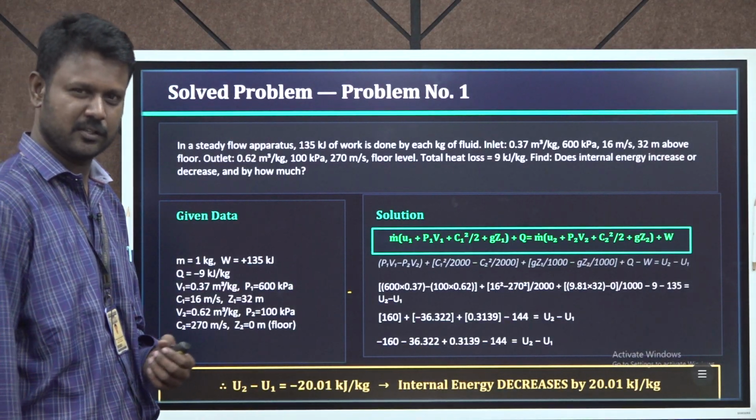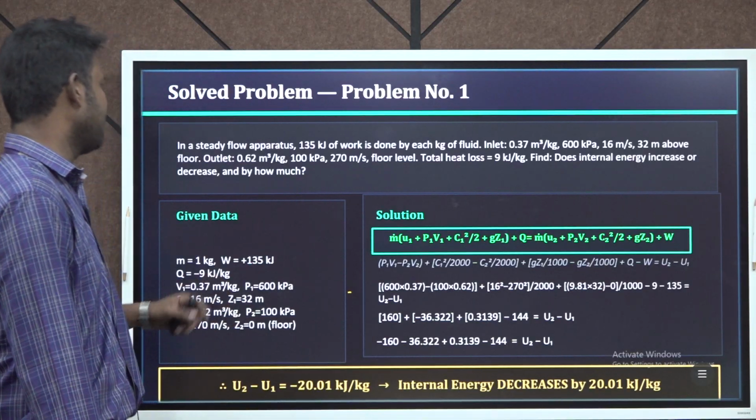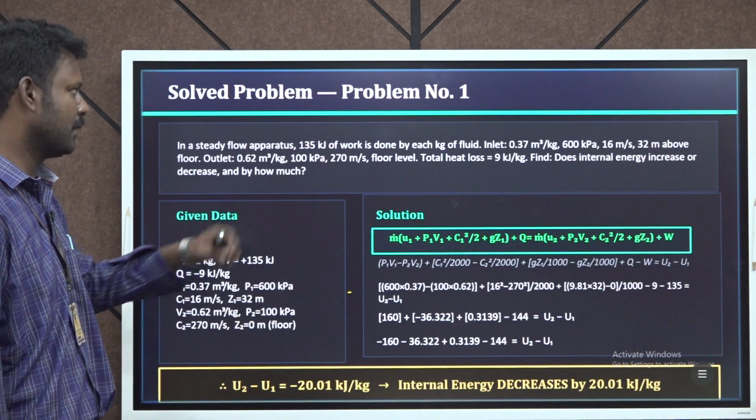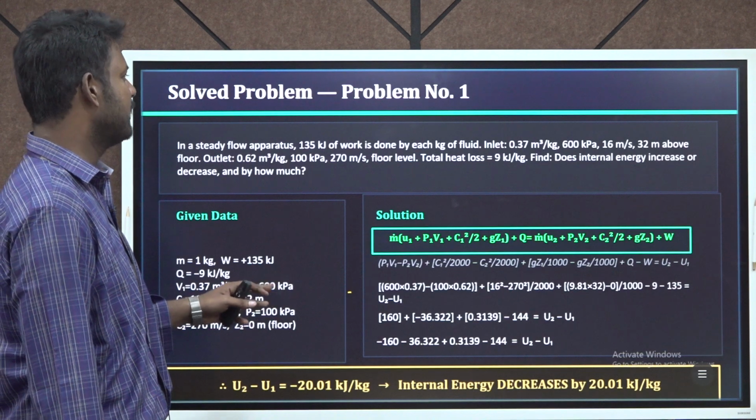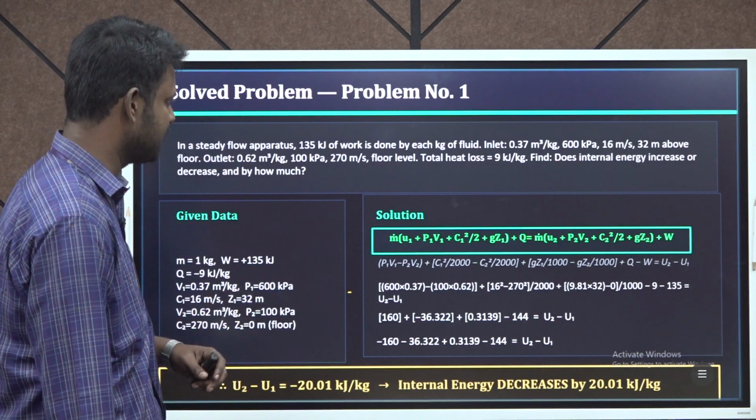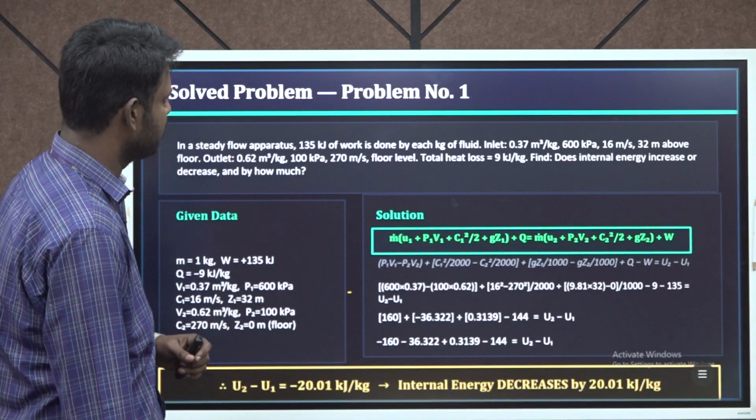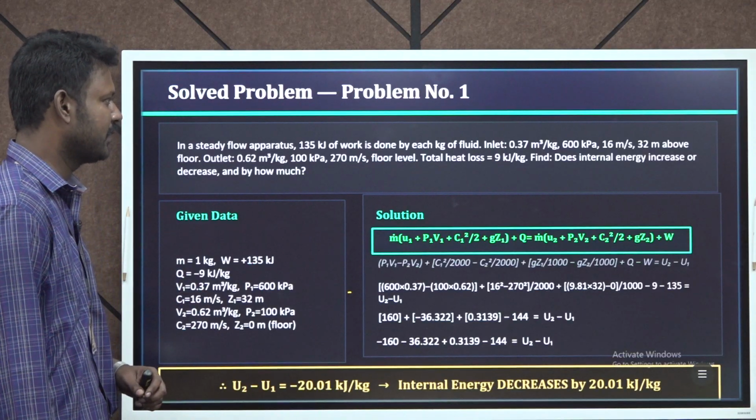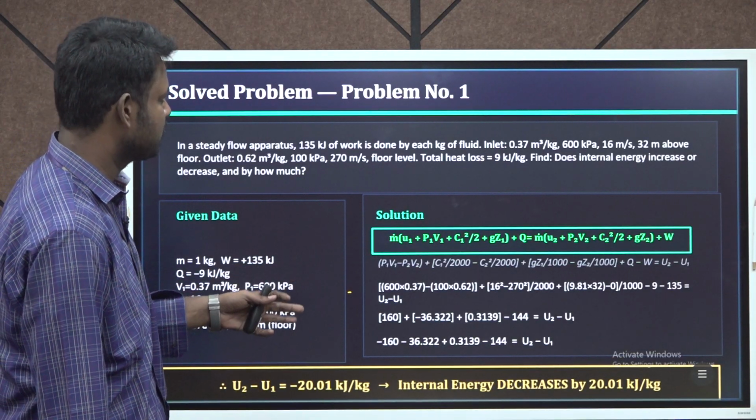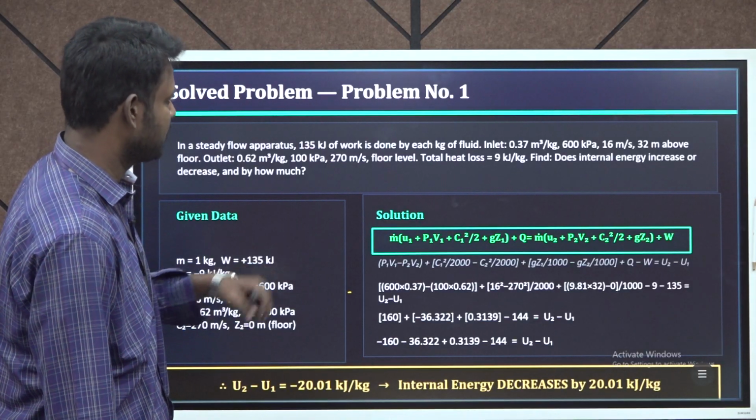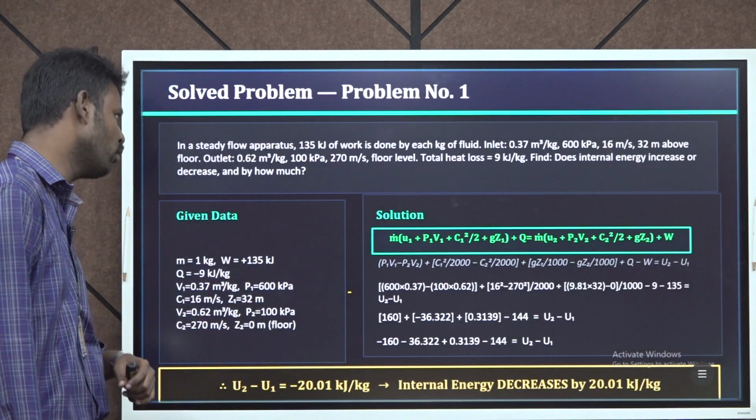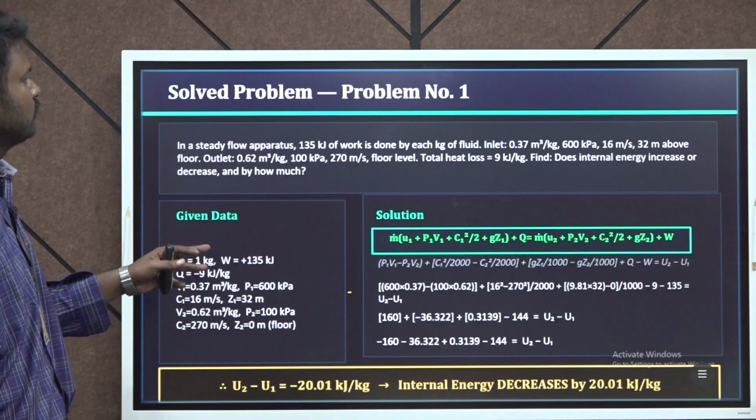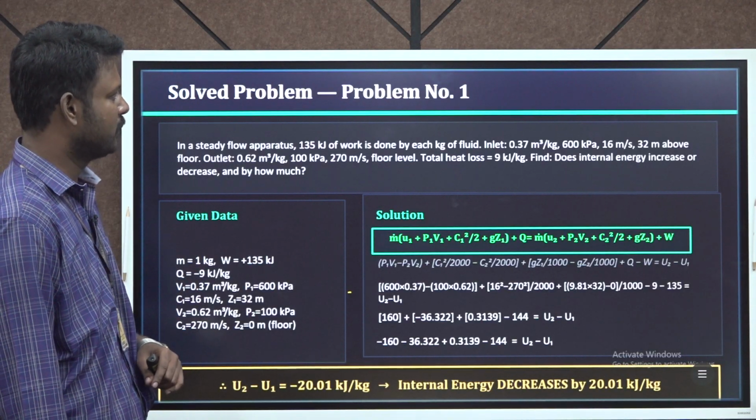Now, we will have a small solved problem as an example. In a steady flow apparatus, 135 kilojoule of work is done, that is W is given as 135 kilojoule for each kg of fluid, that is the mass flow rate is 1 kg. Inlet is 0.37 meter cube per kg, 600 kilopascal, 16 meter per second, 32 meter above the floor. That is, they are given the specific volume, pressure value and also the elevation value. The outlet is 0.62 meter cube per kg, 100 kilopascal, 270 meter per second, floor level.